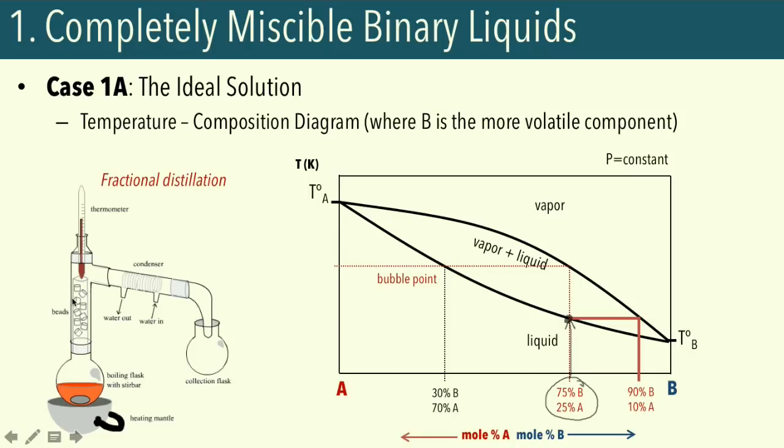The addition of a fractionating column allows you to theoretically run multiple distillation processes in a single step. Within this column, you have a temperature gradient, and as you go up, you have a series of condensations and vaporizations that occur until you run the equivalent of multiple simple distillation steps in one go. Ultimately, when you collect your final distillate, it will probably be very rich in the pure component, assuming you have an ideal solution. So this is the major application of your temperature composition diagram.